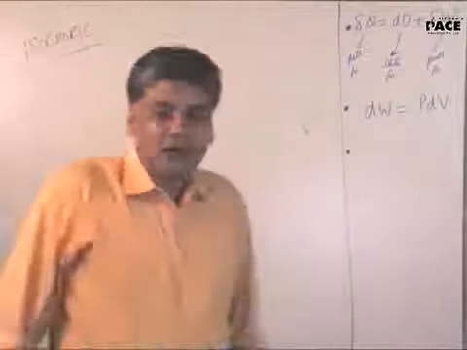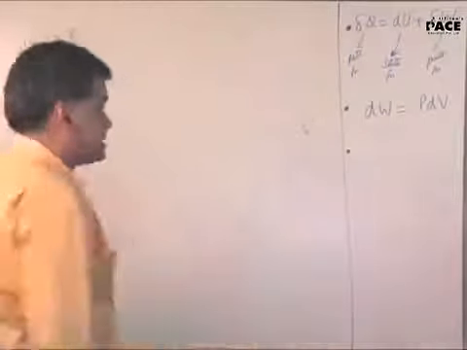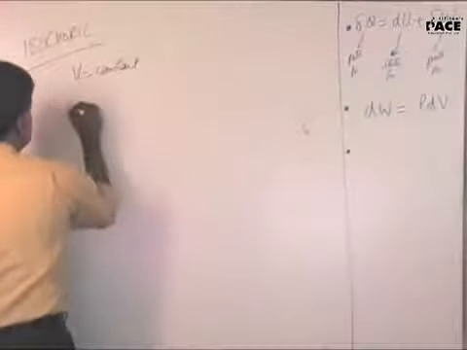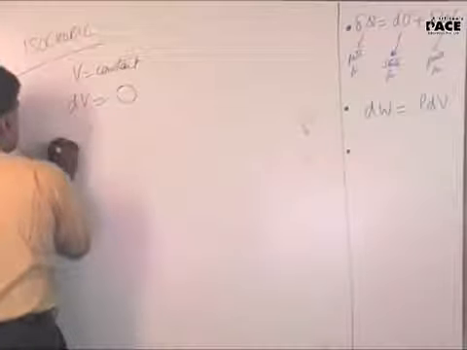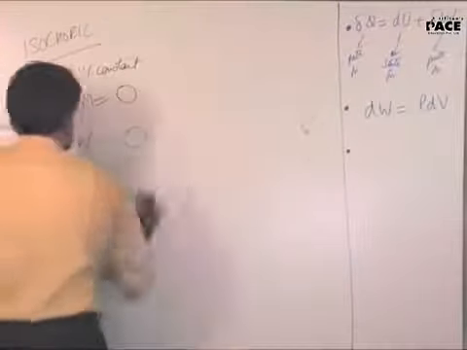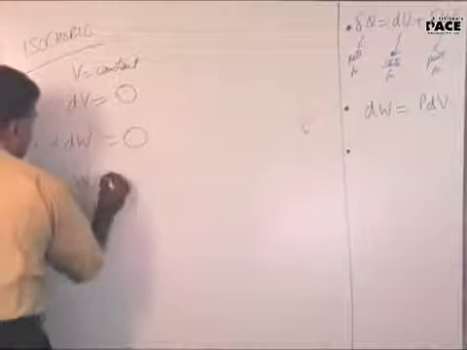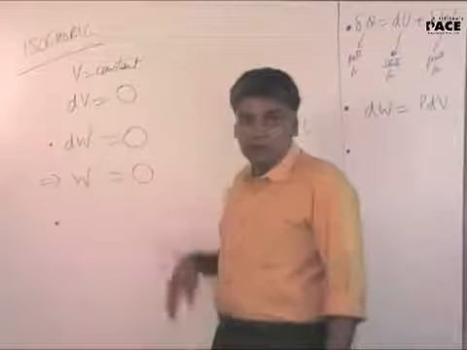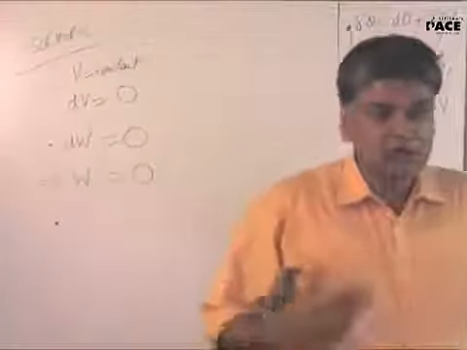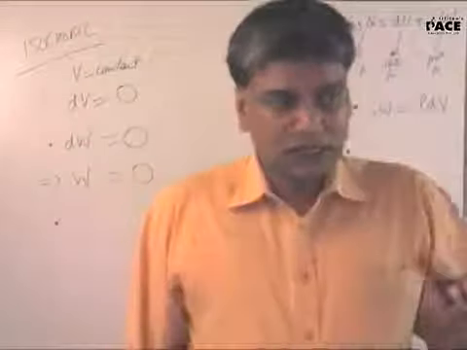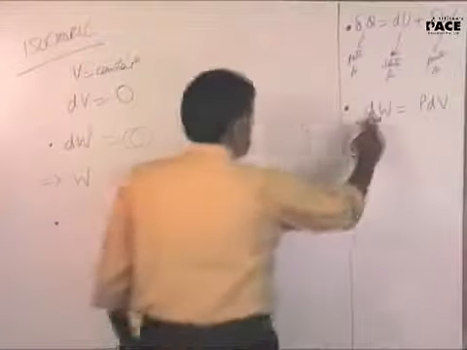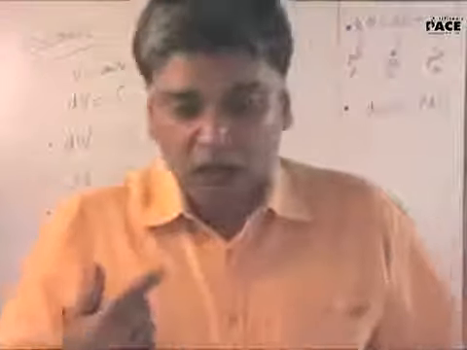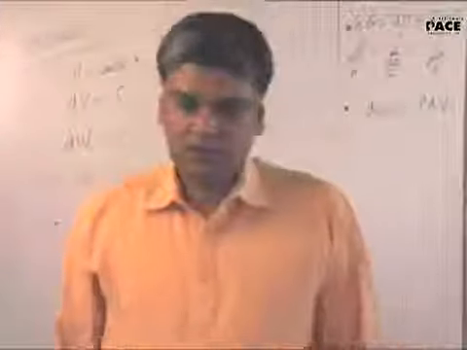So when you say isochoric process, it means volume is constant during this process, which means dV is 0, which would mean dW is 0, and further W will be 0. Now when I say dW is 0 and therefore W is 0, the reverse may not be true. If W is 0, is dW 0? Because if dW is 0, when you integrate it, the work done will be 0. I'm saying if W is 0, does it mean dW is 0? No, sir.